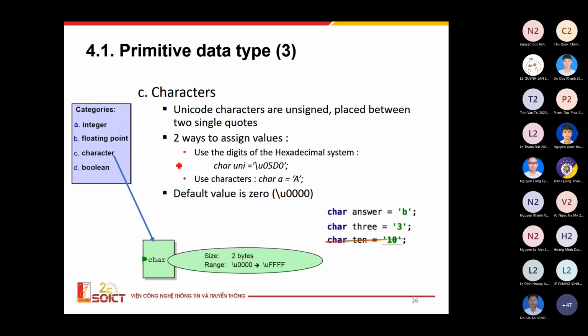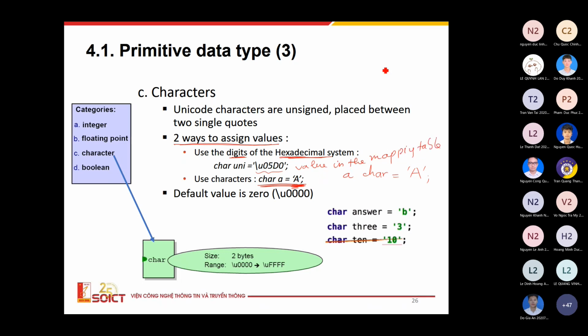And then, when you use the character in Java, we have two ways to assign a value to it. Firstly, you assign it directly as the letter. For example, in this statement, you declare a variable named A of the character type, and you assign the value of the letter A, uppercase. The second way is that you can use the digits, in the hexadecimal system, to represent this character. That means the value in the mapping table.